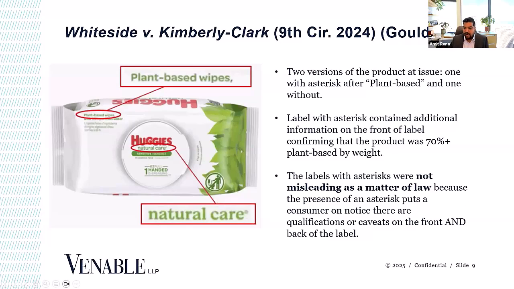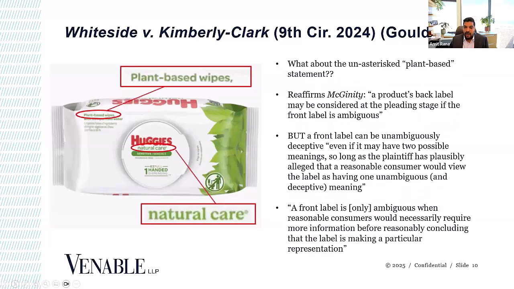The harder product to decide on whether it was deceptive or not was, I think, the unasterisked plant-based statement. The court here, and again, note, this is Judge Gould who wrote the McGinity decision just last year, did not reverse McGinity. He explicitly reaffirms McGinity and says a product's back label may be considered at the pleading stage if the front label is ambiguous. But I do think that Judge Gould and the Ninth Circuit saw this flood of district court cases almost reflexively looking at the context on the back label, the side panels, and wanted to walk that back a little bit.